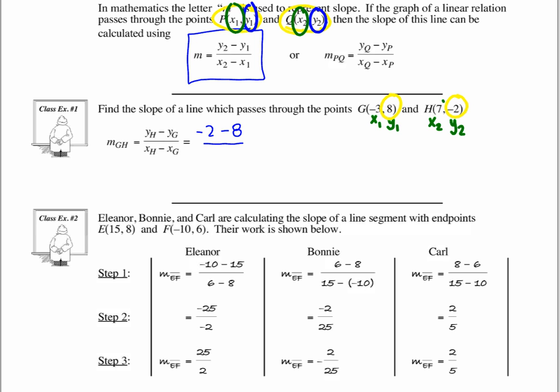y2 minus y1 was the rise. Now x2 minus x1. Now you have to be careful here when you're subtracting, because if I'm subtracting a negative 3, what happens? If I go 7 minus negative 3, well, if you subtract a negative, it's the same thing as adding a positive. So that becomes a 10. Negative 2 minus 8 is negative 10, so that simplifies to a slope of negative 1. Okay? All right.